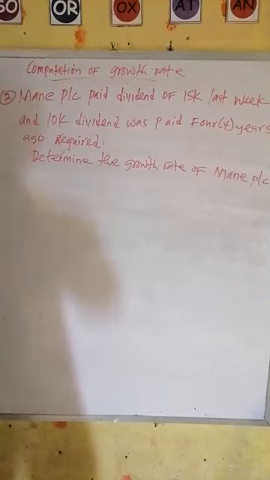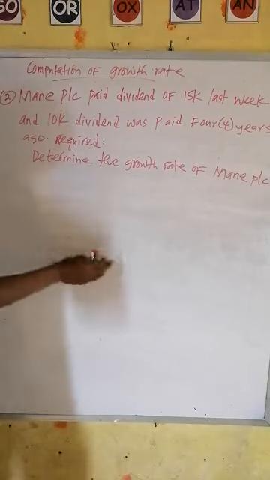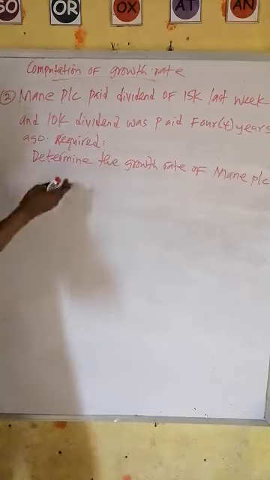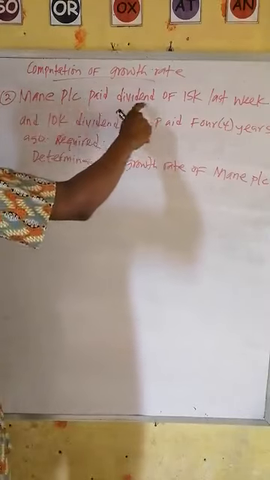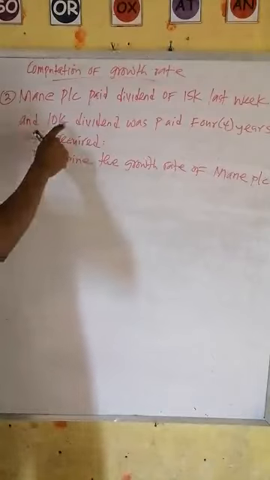Now, you can see the formula, the previous question is originally solved. The dividend given to us was given in tabular form. But look at this. This dividend was not given to us in tabular form, but it was just mentioned that Money PLC paid dividend of 15 kobo last week. Recently paid, that's last week. That's the current dividend. And 10 kobo dividend was paid 4 years ago. Required to determine the growth rate.